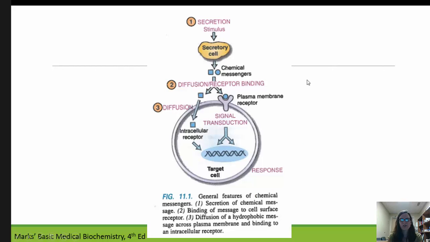So here's a nice little graphic. Again, that's just describing what we just saw. So we have secretion of a chemical messenger from a secretory cell.